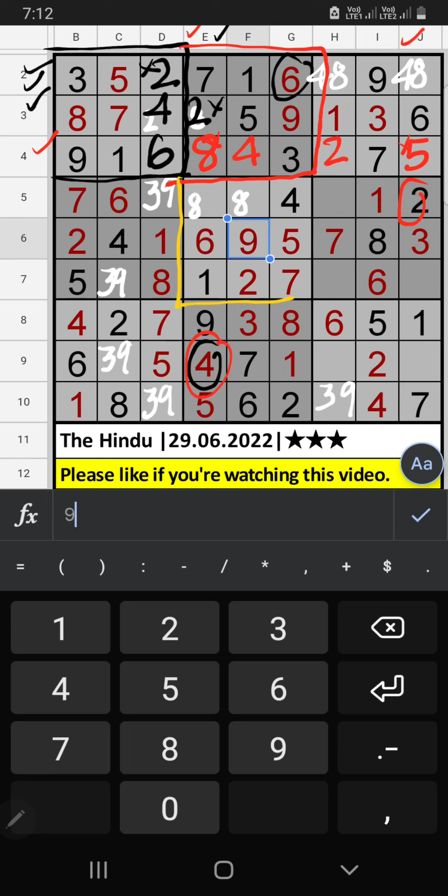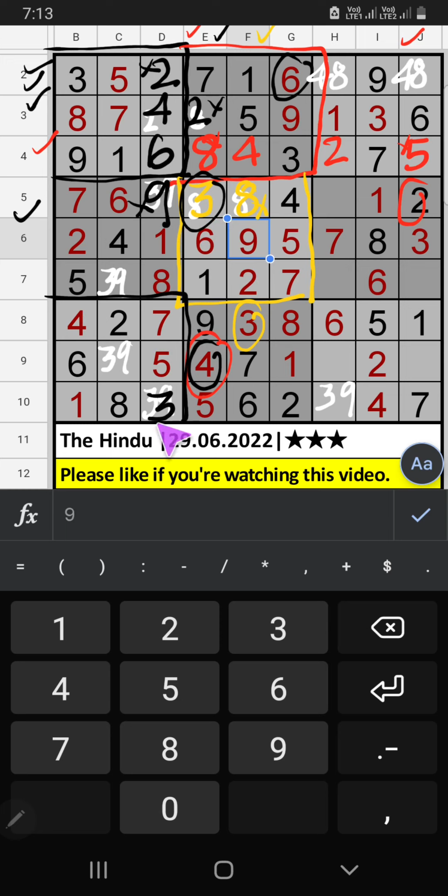5th grid, 2 numbers are remaining, 3 and 8. It will come in one of the 2 cells. Column F, we already have 3. So 3 can't come in the cell. 3 is confirmed here. Then 8 is here. 5th row, we have 3. So 3 can't come in the cell. 3 is confirmed here. Then 9 is here.